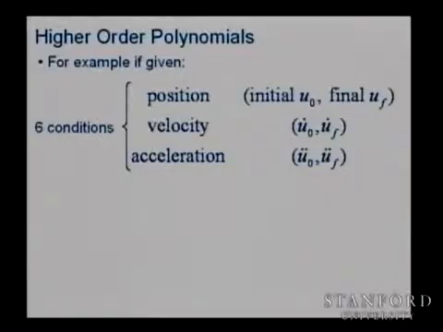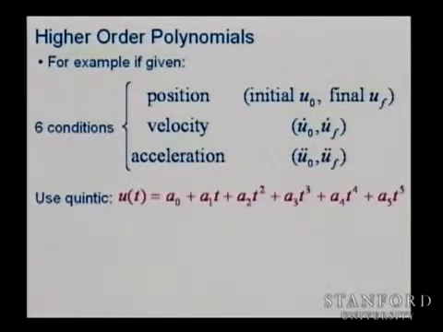Okay, now these were the two mechanisms. We can use cubic polynomials or straight lines with parabolic blends. As we said, if we want to satisfy more conditions, then we can use higher order polynomials. For example, let's say we are given 2 positions, 2 velocities, and 2 accelerations for that particular segment, right? Now we have 6 conditions, basically, right? So we can use a quintic.